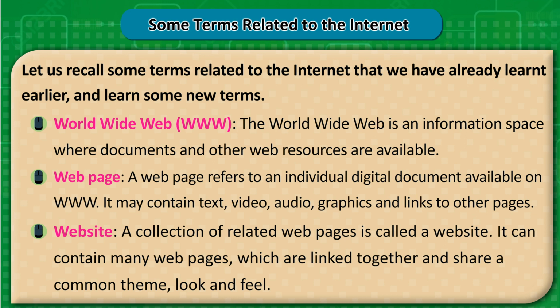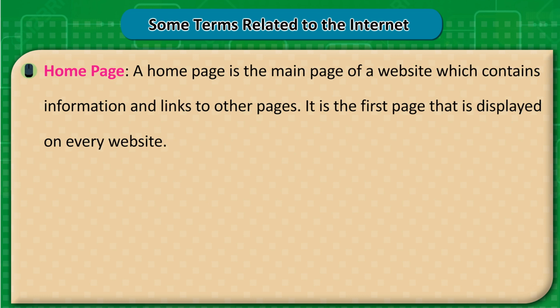Website. A collection of related web pages is called a website. It can contain many web pages, which are linked together and share a common theme, look and feel. Home page. A home page is the main page of a website which contains information and links to other pages. It is the first page that is displayed on every website.